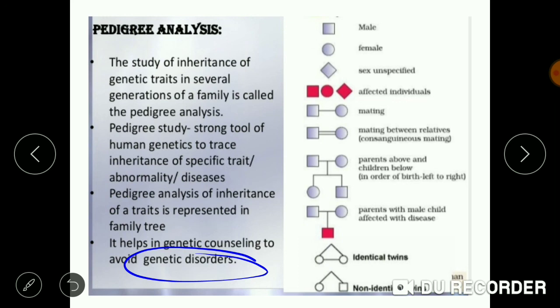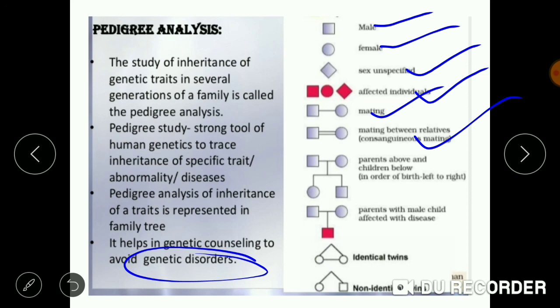So there are certain symbols by which the complete family chart of pedigree analysis is prepared. Square represents the male, circle is for female, and this type of symbol is for sex unspecified, while the colored square or colored circle represents the affected individual, the diseased individual, while this symbol is for mating, and this symbol shows that the mating is between relatives.